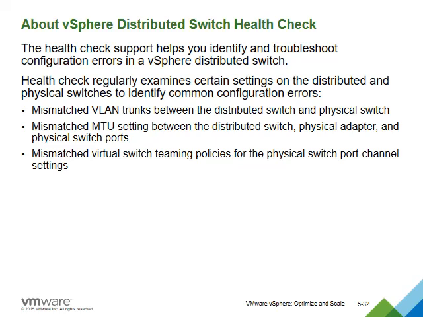vSphere distributed switch health check. This is a health check that helps you identify and troubleshoot configuration errors that could be in the distributed switch. It regularly examines certain settings on the distributed switch and physical switches to identify common configuration errors, such as mismatched VLAN trunks between the physical switch and the distributed switch, mismatched MTU settings, mismatched virtual switch teaming policies, or for the physical switch, port channels to the virtual switch.